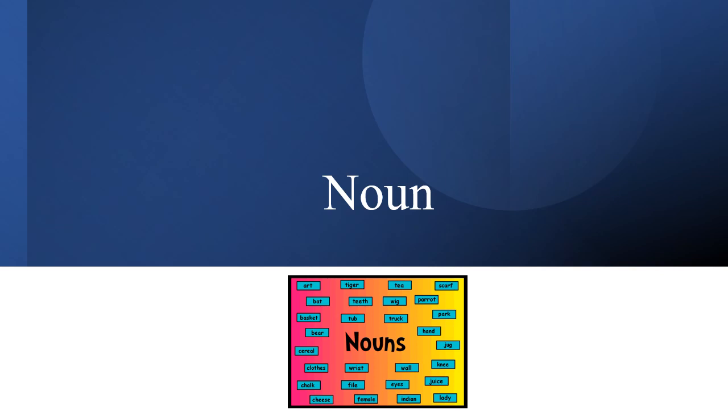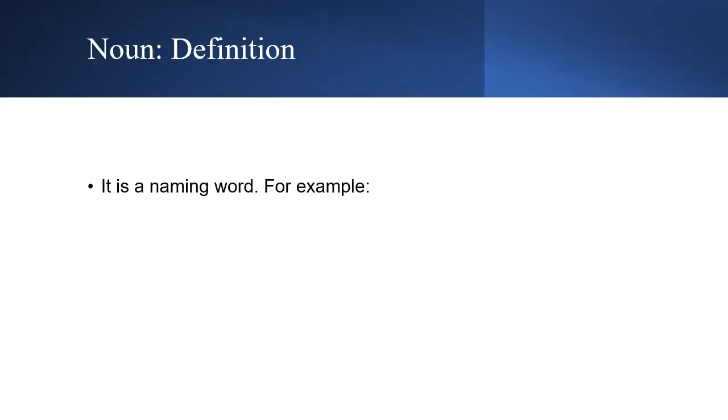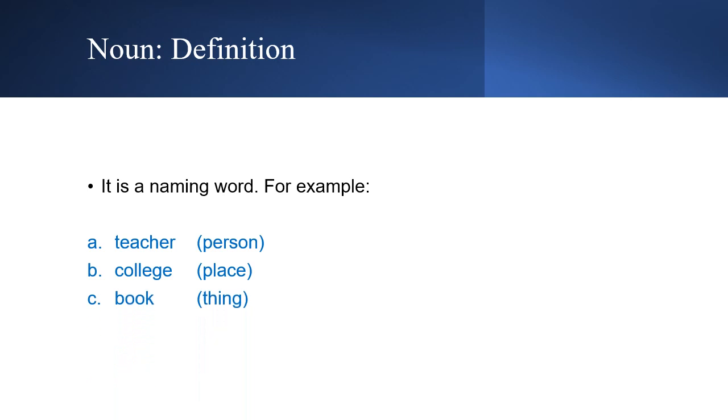Okay, so in this video we are going to look at different categories of nouns, different types of nouns you could say, and what type of different conditions are applied to a noun. So first of all, let us look at the definition. It is a naming word. Okay, so means a word that names a thing. For example, a teacher, which is a person, a college, which is a place, and a book, which is a thing. Now, going back to the lessons learned in school, a noun is a name of a person, place, or a thing.